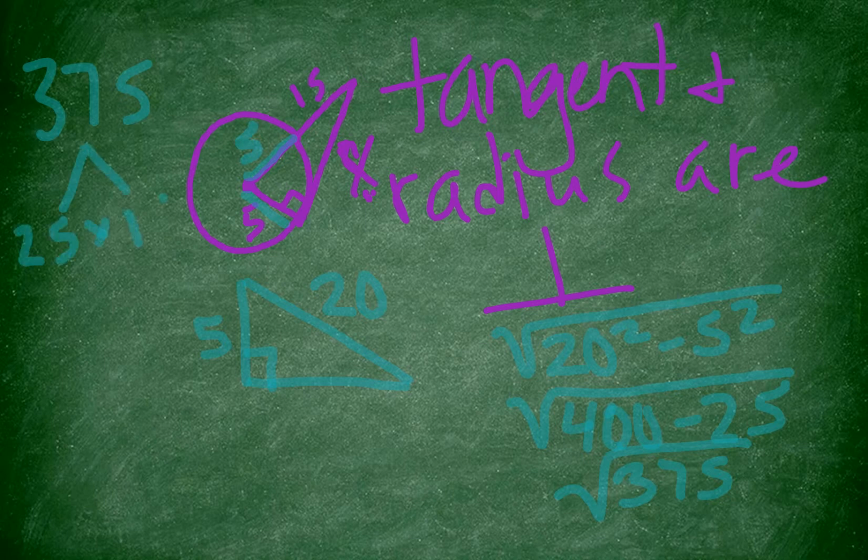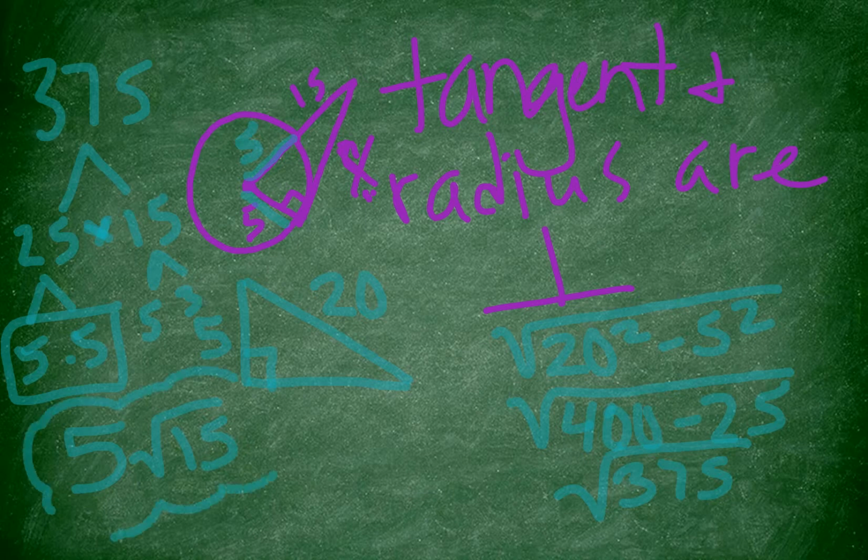It's 25 times 15. That's a multiplication symbol. And this is 5 times 5. And this is 5 times 3. And so I've got these two 5s, so the 5 goes on the outside. And then you've got this 5 and 3 left behind that you multiply back together. So the answer is 5 square root 15. So that's the answer to that one.